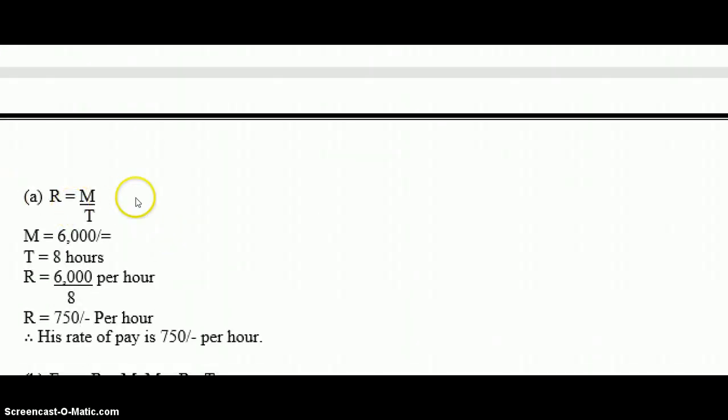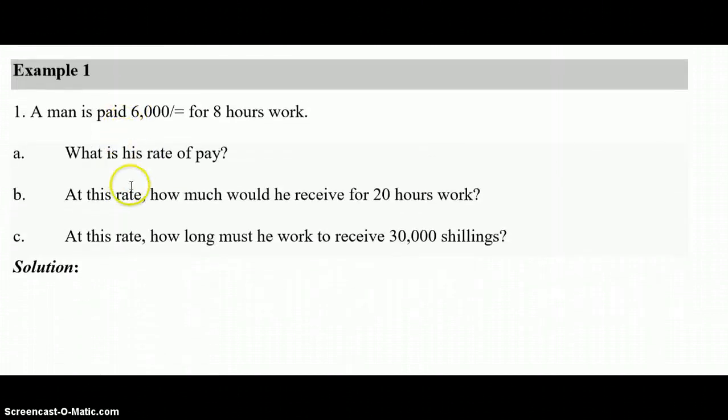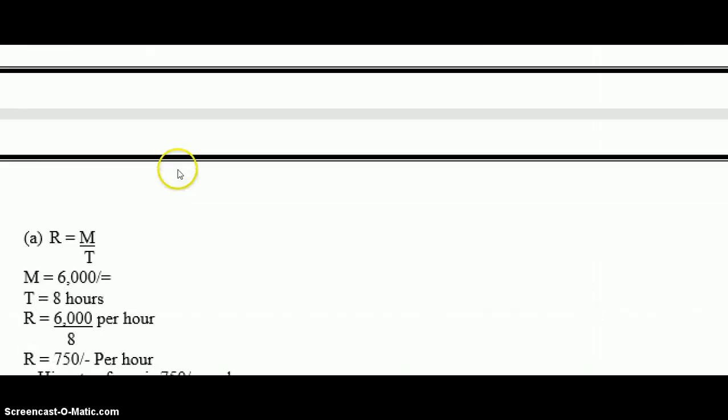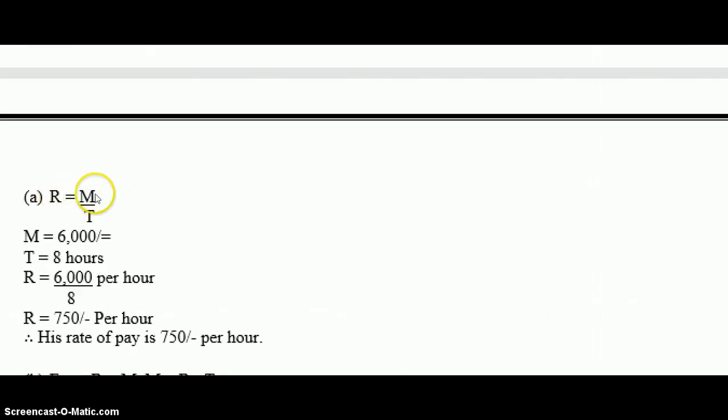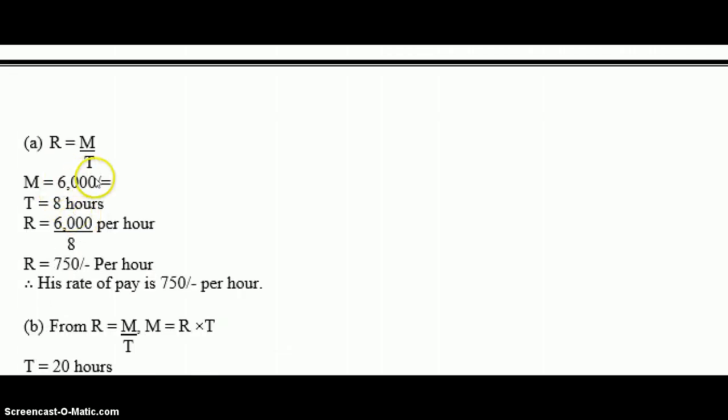Okay, we asked it to find the rate of pay, his rate of pay mean that R equals to money over time. Okay, their money is 6,000, time is 8 hours, mean that to get the rate you divide 6,000 divided by 8, from which you get 750 shillings, but this is per hour. Kwa hiyo unaona kwamba rate yetu ni 750 kwa lisali moja. Kumbe kama alilipwa shilingi 6,000 kwa masaa 8, kumbe kwa lisali moja alikuwa analipwa shilingi 750. Hii ni rate ambayo tumeipata hapa.